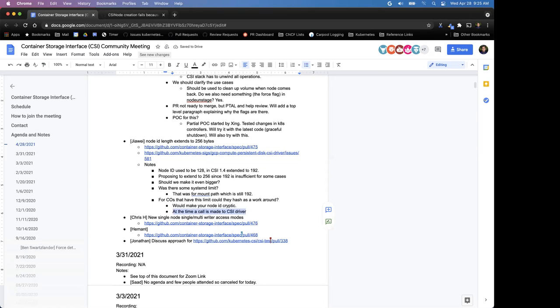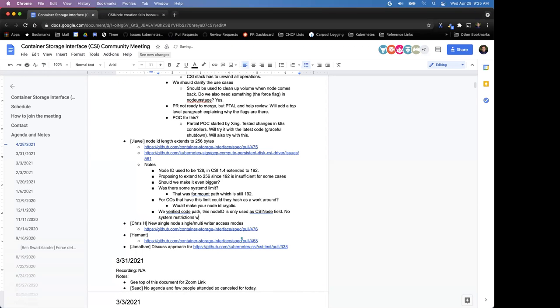Actually, maybe scratch that. Yeah, and I think we verified the code path. This node ID is only used in the CSI node field. It's not even used in the name of any objects. So I don't see any system restrictions that we would hit in terms of increasing the length.